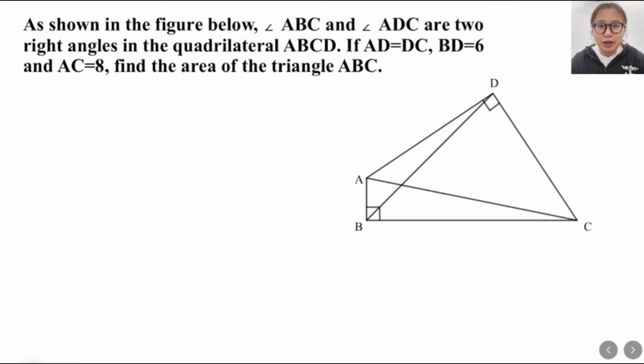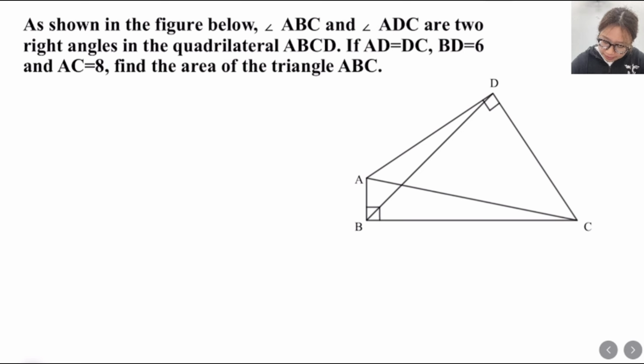Today we are going to talk about a question from last year's Spring Cup. This is a geometry question. Let's read the question together. As shown in the figure below, the angle ABC and angle ADC are two right angles in the quadrilateral ABCD. If AD is equal to DC, BD is 6 and AC is 8, find the area of the triangle ABC.